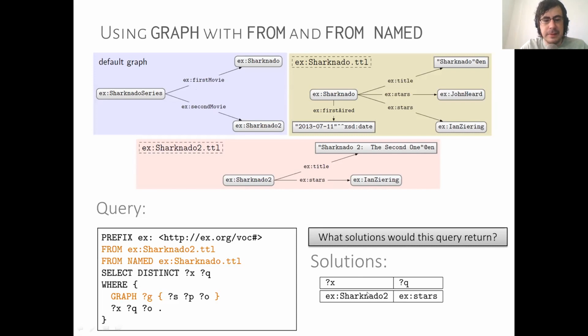So this is, it's X and Q. I'm sorry. So we're returning the subject and the predicate. So Sharknado 2 and stars. So X and Q. O is in0ing, and this is because it matches a triple in the named graph. in0ing stars Sharknado. So we have this join on in0ing for O.